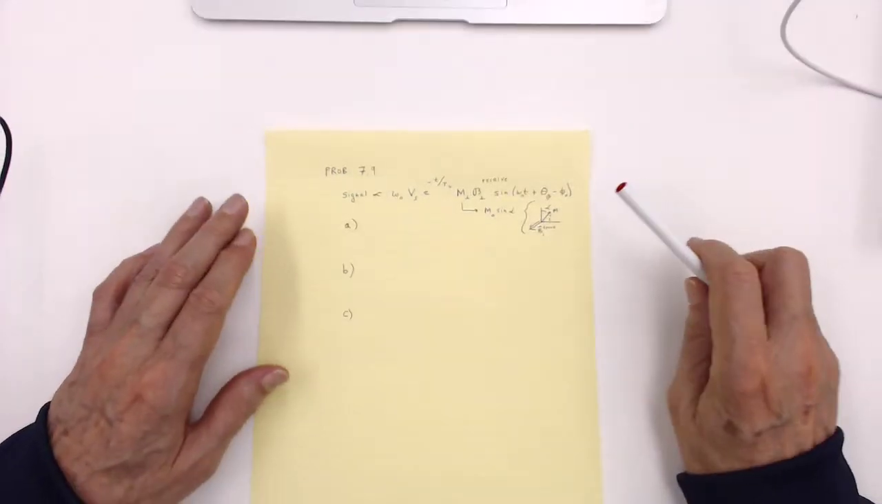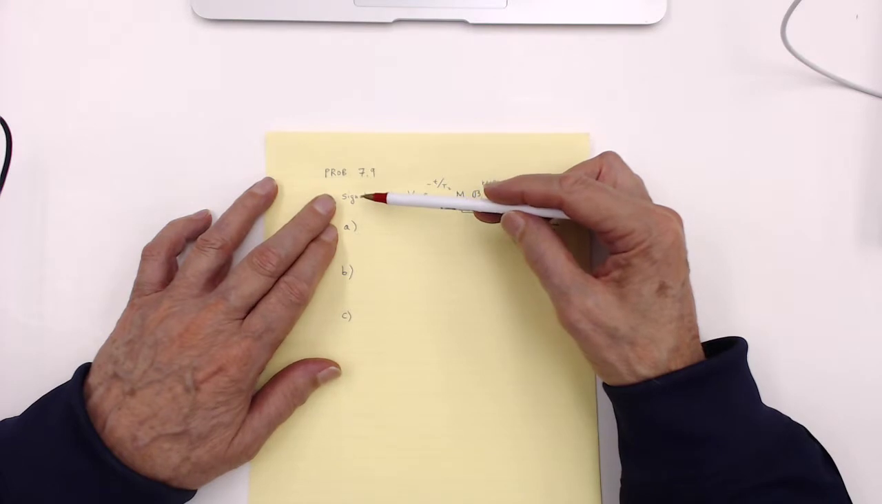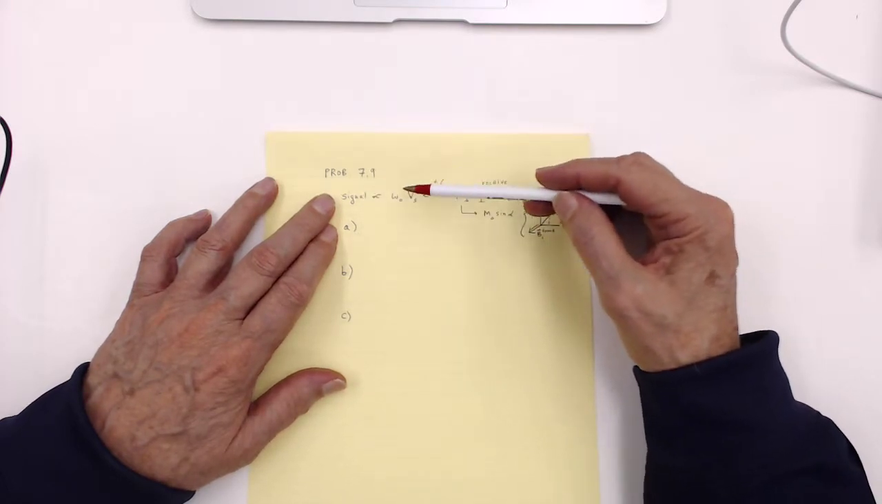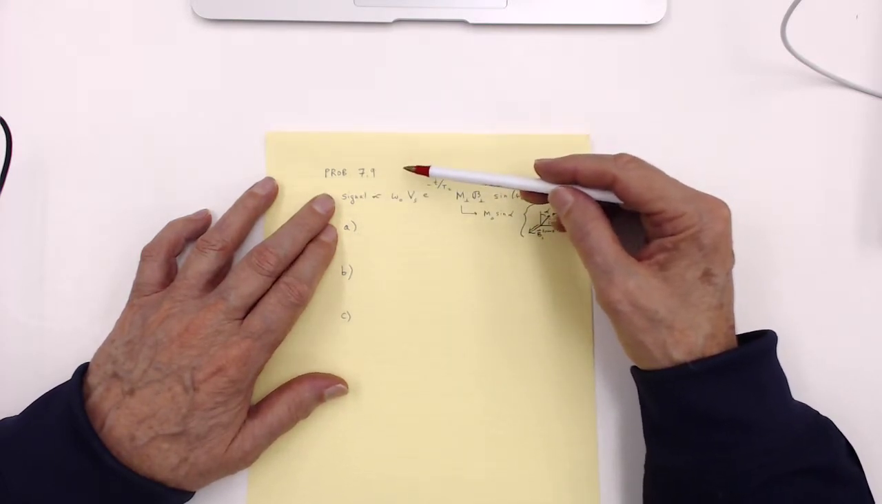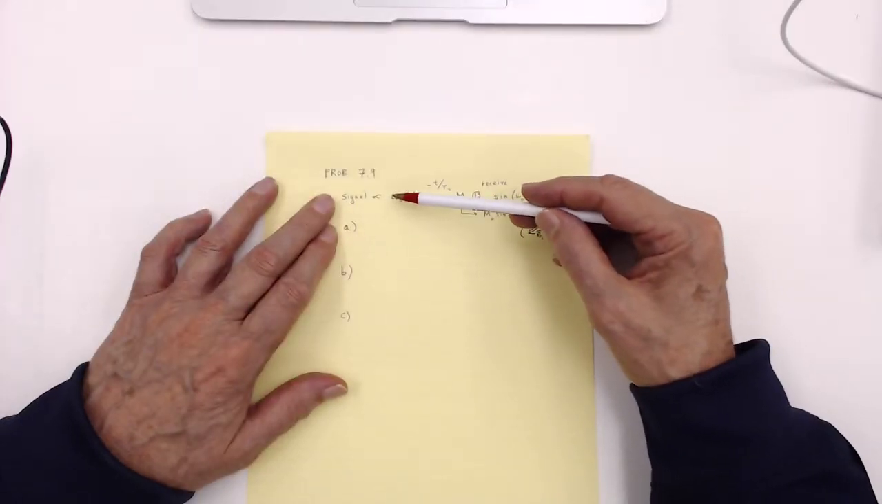This is video help for problem 7.9. We start with our MR signal. Remember, it came from d/dt, or minus d/dt, of flux. So we had omega 0 from the time derivative.